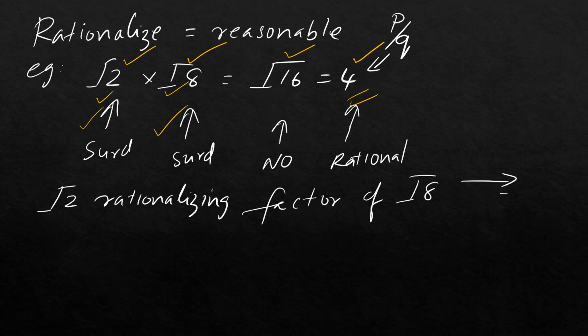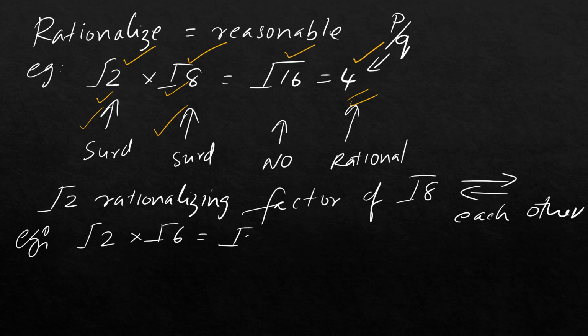Root 2 is a rationalizing factor of root 8, or root 8 is a rationalizing factor of root 2, by which the irrational nature of root 8 and root 2 will get over, or will be removed by multiplying. So they are mutually rationalizing. Okay. Another example, root 2 into root 6.